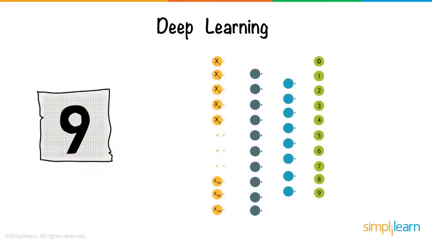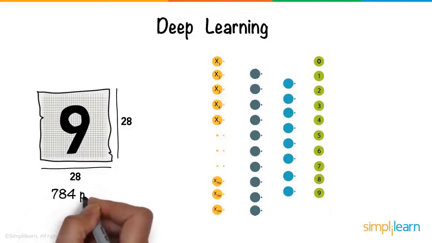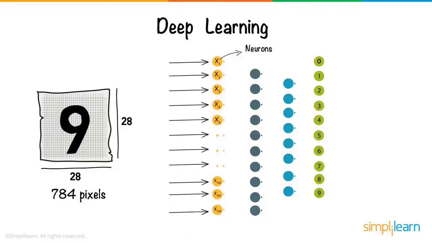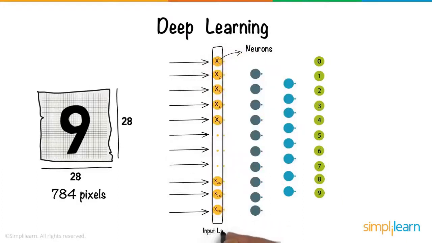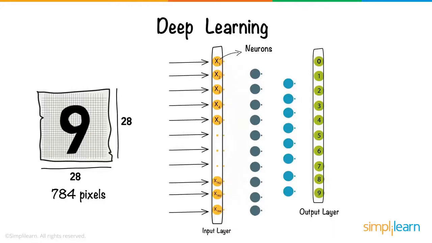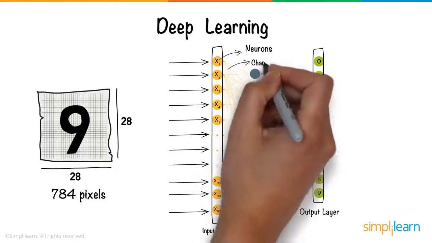Each number is present as an image of 28 × 28 pixels. Now, that amounts to a total of 784 pixels. Neurons, the core entity of a neural network, is where the information processing takes place. Each of the 784 pixels is fed to a neuron in the first layer of our neural network. This forms the input layer. On the other end, we have the output layer, with each neuron representing a digit, with the hidden layers existing between them.